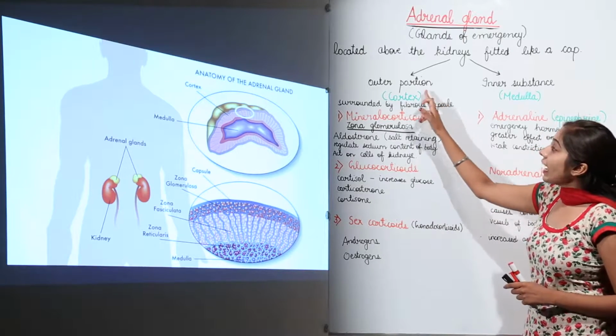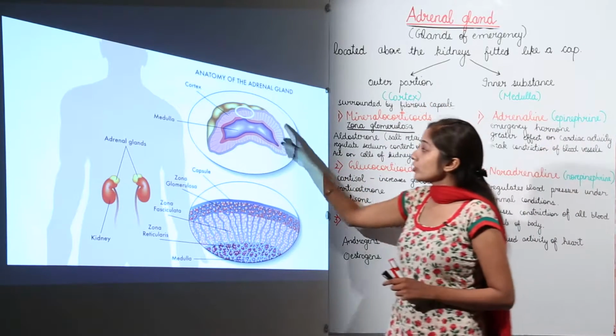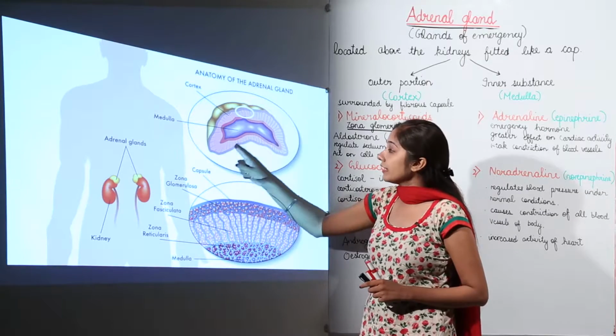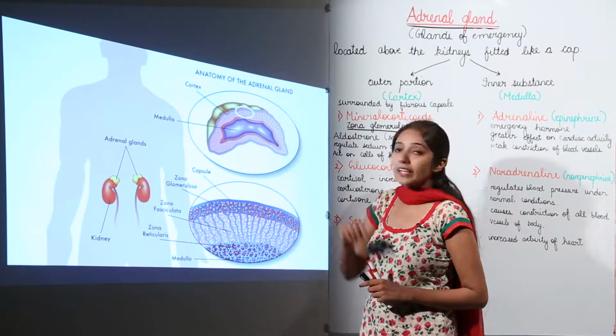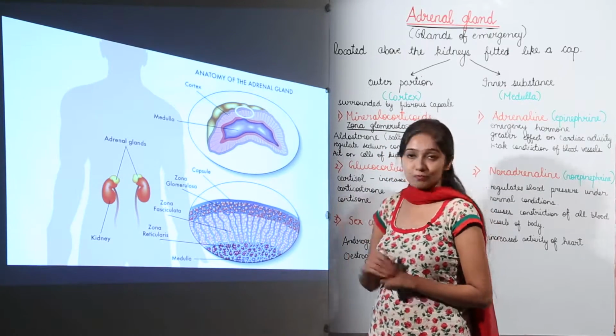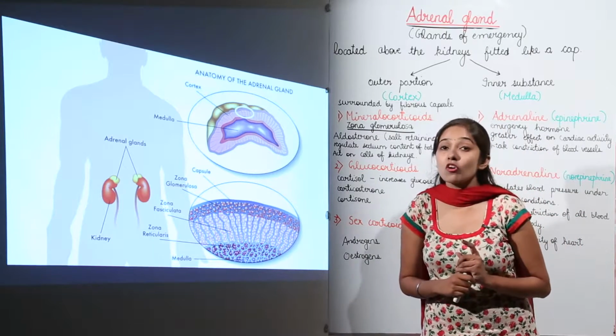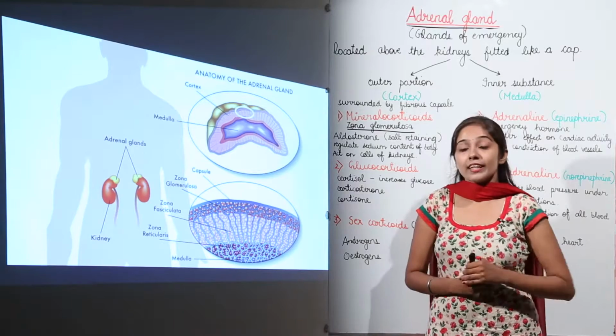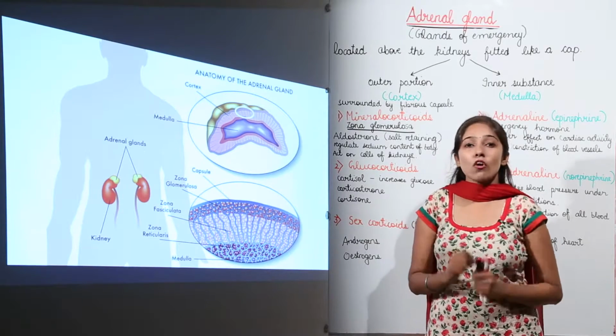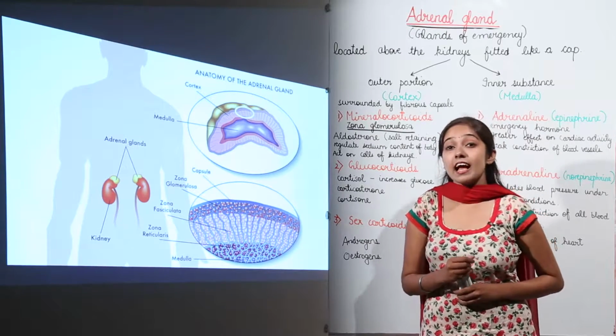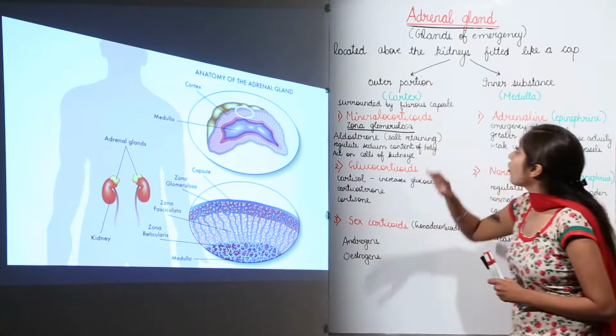Now if you look at the cortex region, the outer portion, you will see that it is surrounded by a fibrous layer which we call the capsule, right? The adrenal cortex is surrounded by a fibrous layer that we call the capsule. Now we will see why we call the adrenal glands the glands of emergency. Why do we call them so?